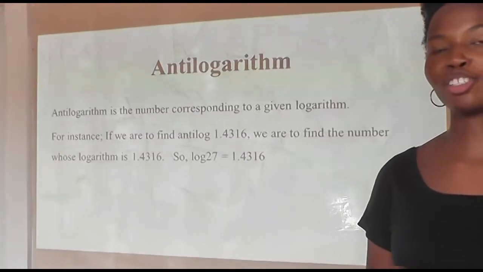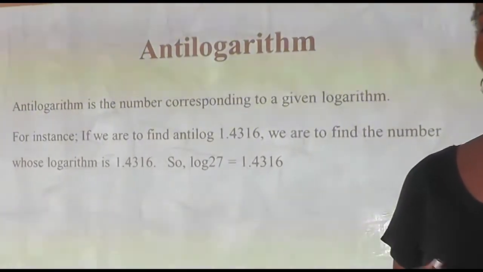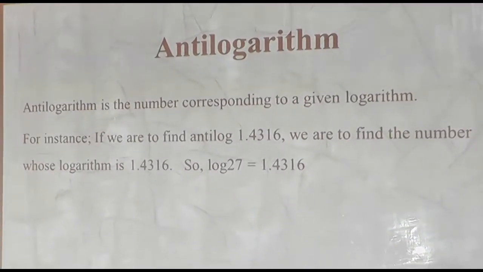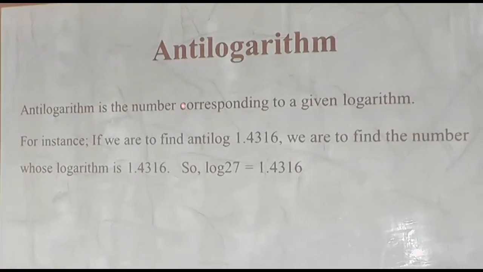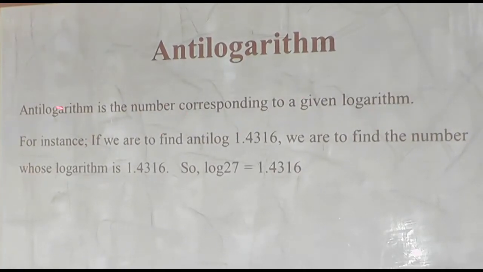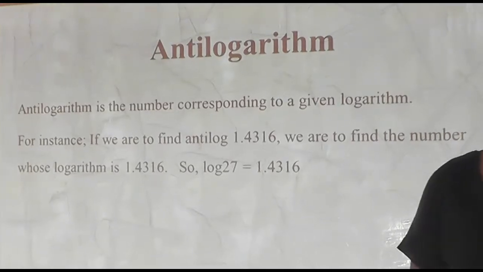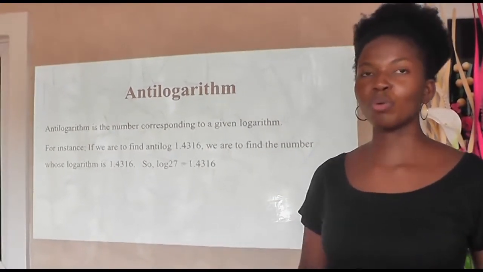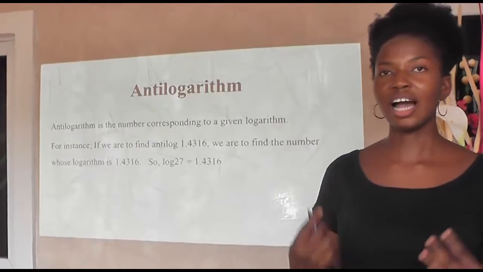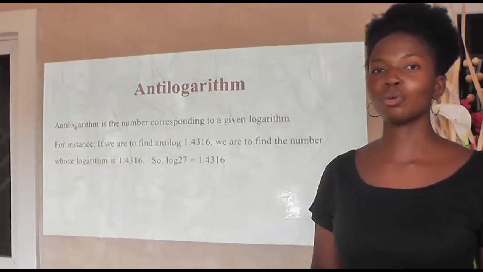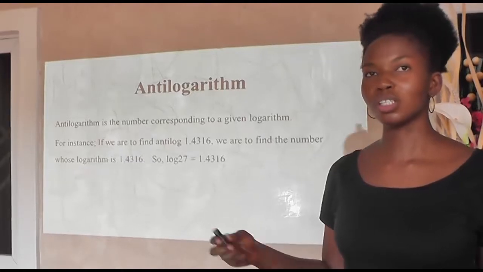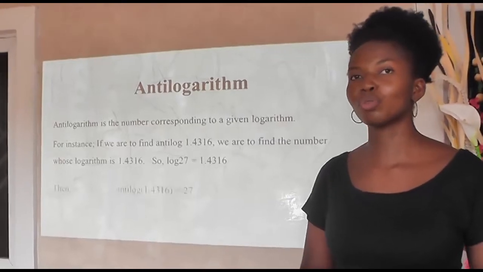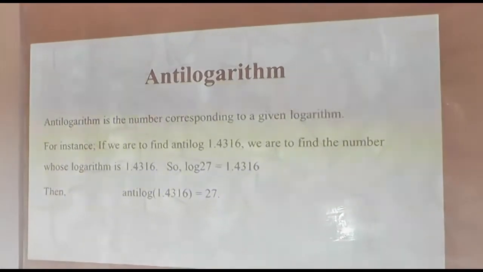Okay? Antilog is just the opposite of logarithm, just like the opposite of boy is a girl, the opposite of girl is a boy. So antilogarithm is the number corresponding to a given logarithm. In this case, you'll be given a logarithm and asked to find the antilog, just like your teacher can give you the word boy to find the opposite, girl. And you can also be given girl to find the opposite, boy. So that is just the relationship between logarithm and antilogarithm.